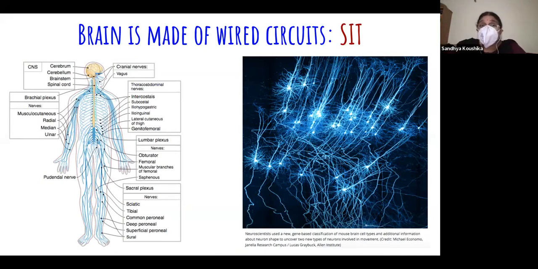So the brain is made of wired circuits. And to summarize, what does it do? Sense, integrate, transmit. And that's what it does. So if anybody asks you, what does the brain do? You can say sense, integrate, transmit. So that could be one simple takeaway that you have from the talk.